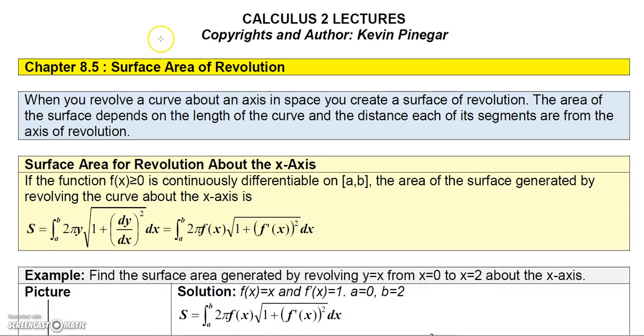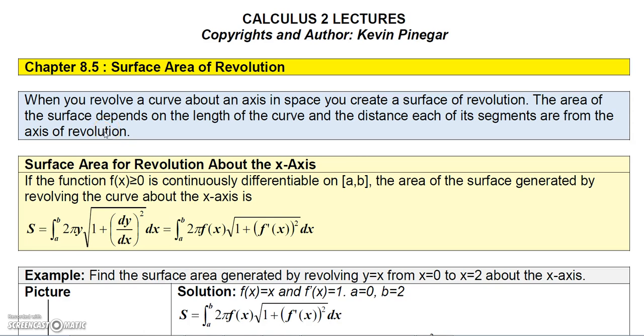Okay, so as I said in the previous video, we're going to learn how to find the surface area of revolution. So right here, I'm telling you that when you revolve a curve about an axis in space, you actually create a surface of revolution. And the area of the surface depends on the length of the curve and the distance each of its segments are from the axis of revolution.